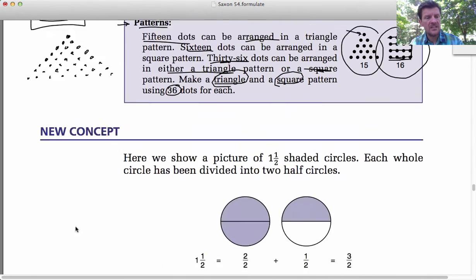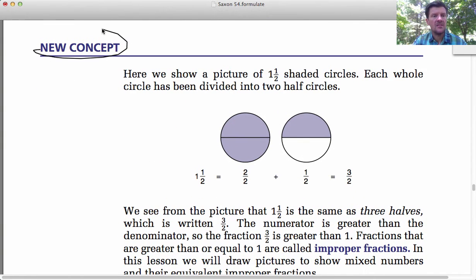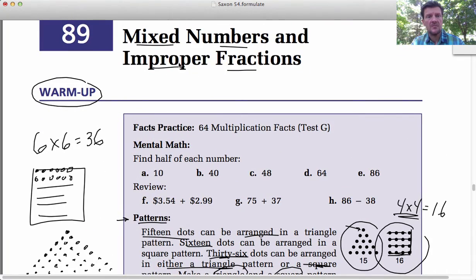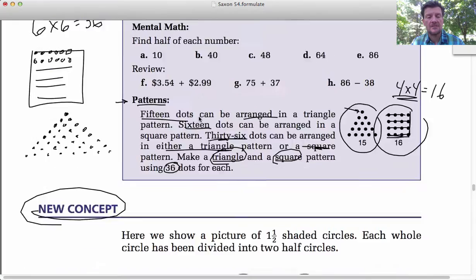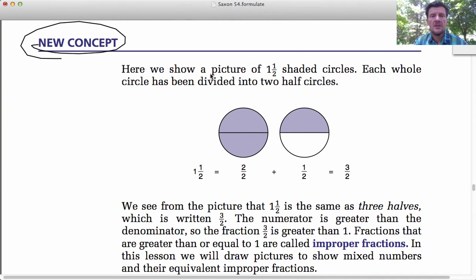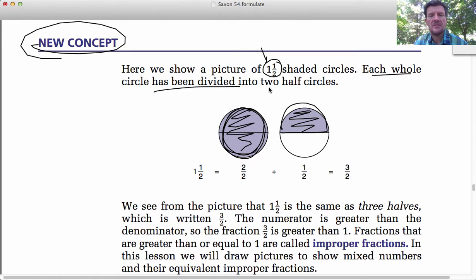Alright, let's come down to today's new concept. And today we're looking at, remember, mixed fractions, mixed numbers, and improper fractions. So here we show a picture of 1.5 shaded circles. So this 1 right here is for the entire circle, a complete circle that is all shaded in. And then this second circle, we have just half of that circle that is shaded in. Okay? Each whole circle has been divided into 2 halves.